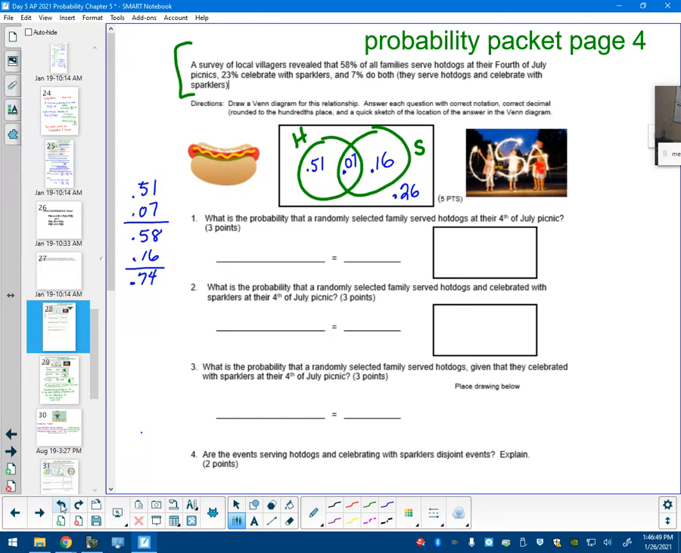Huh? Okay, thank you, Henry. Yeah, no problem. Yes, no problem in knocking down your shield. All right, Miss Peters. What is the probability that a randomly selected family served hot dogs at their 4th of July picnic? What do I do to show the probability of hot dogs? What do I have to do in that drawing?